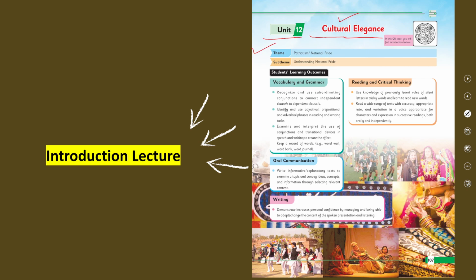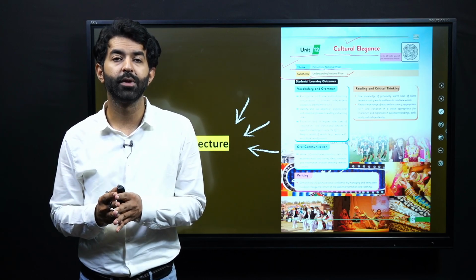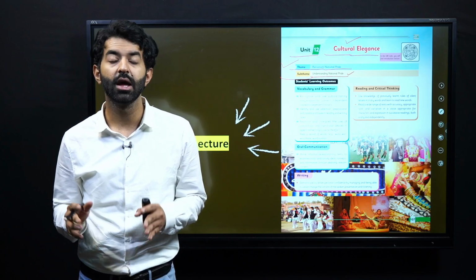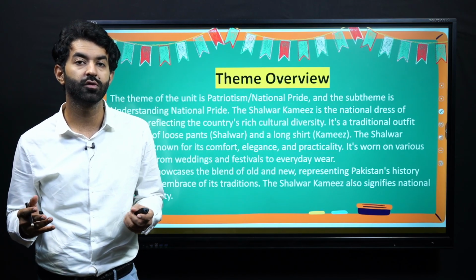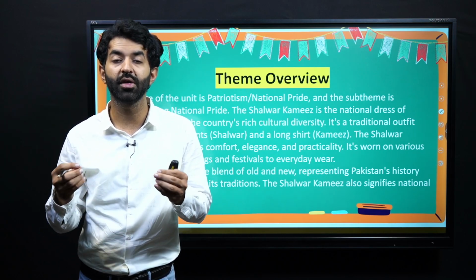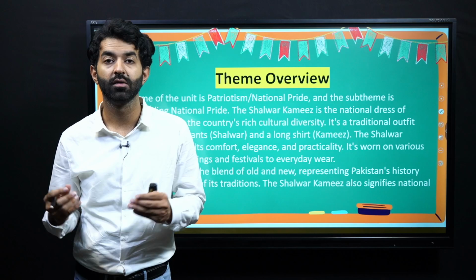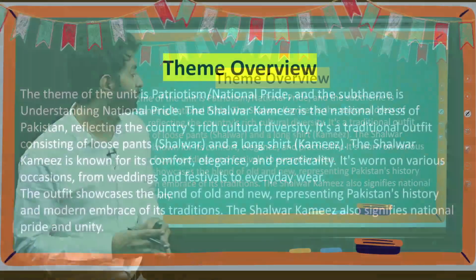The theme that we are discussing is patriotism or national pride. Our sub-theme is understanding what is national pride. Following this theme and sub-theme, the lesson is made. I hope that you will enjoy reading the text of the lesson. Now let's talk about all the different SLOs that we will have. But first, let me give you a very quick overview of the theme and tell you a little bit about the lesson that is called Cultural Elegance.